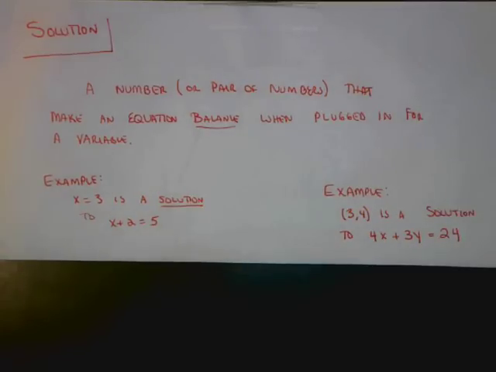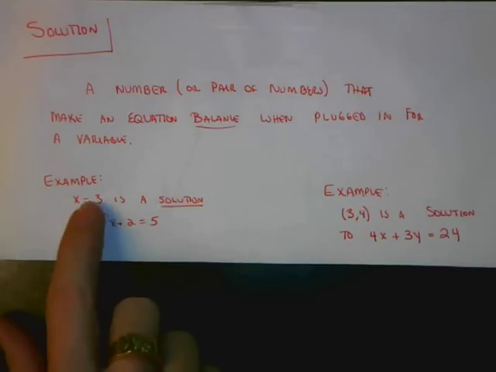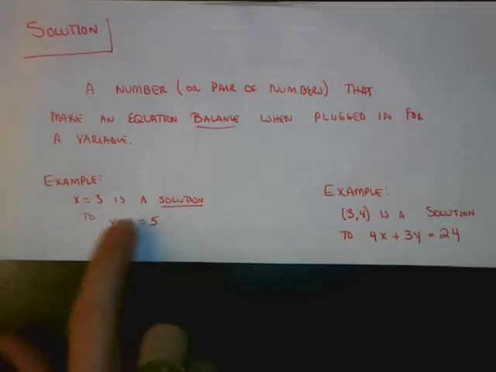So the first is solution. A solution is a number or a pair of numbers that make an equation balanced. That is, they make the two sides equal when plugged in for a variable. In an equation with a single variable, for example, in this case, the equation is x plus 2 equals 5. X equals 3 is the solution, because when I plug 3 in for x, it makes the two sides of this equation balance.